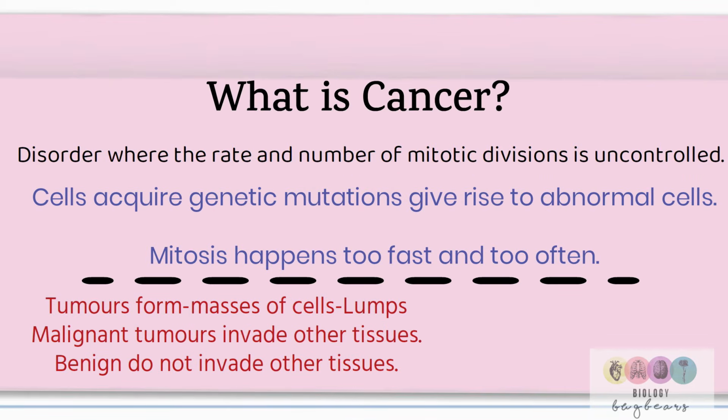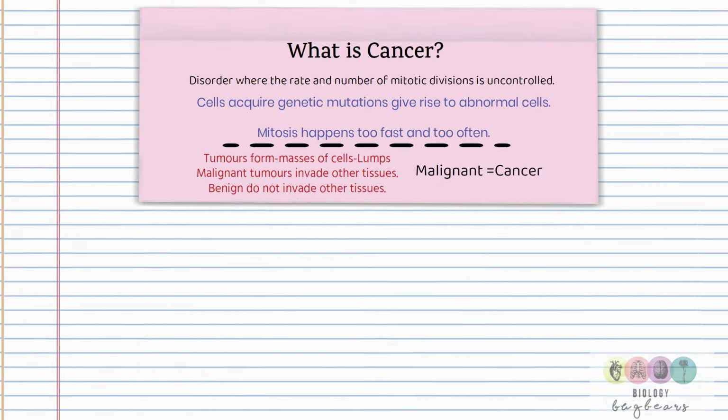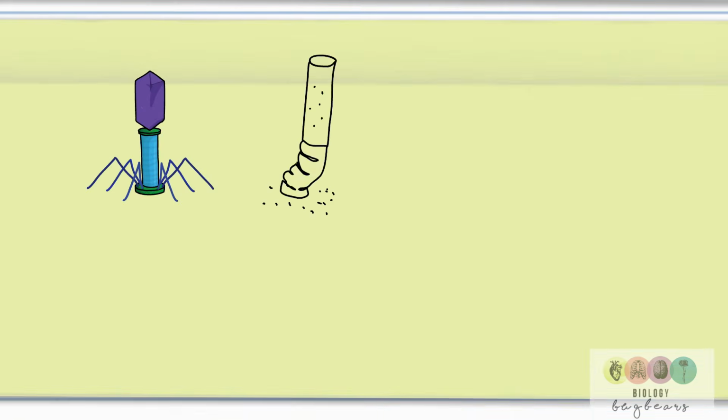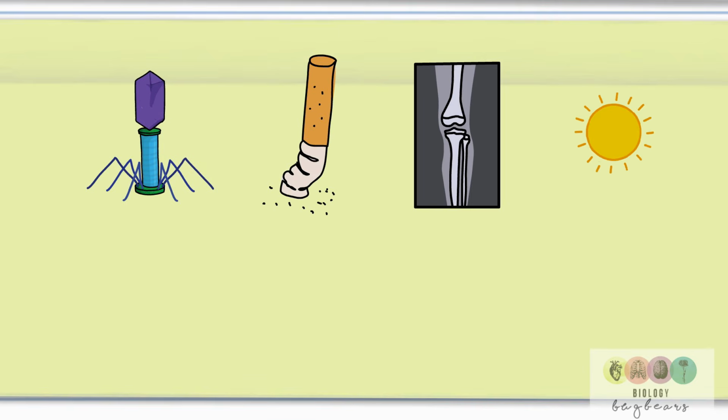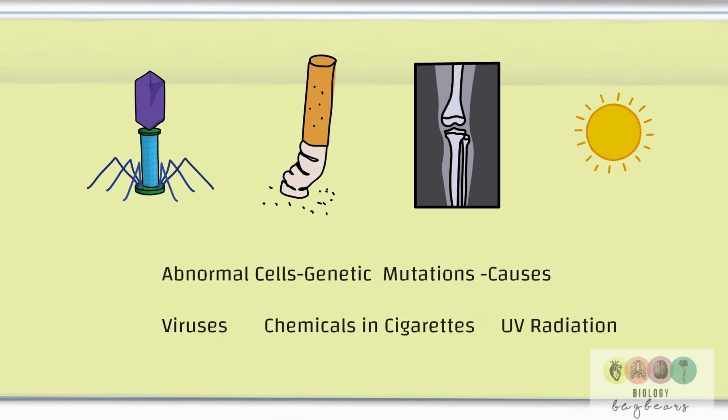Malignant tumours invade other tissues. We associate these with cancer, but benign tumours do not invade other tissues. So what can give rise or cause these genetic mutations? Well, viruses, the chemicals in cigarette smoke and UV radiation are some examples.